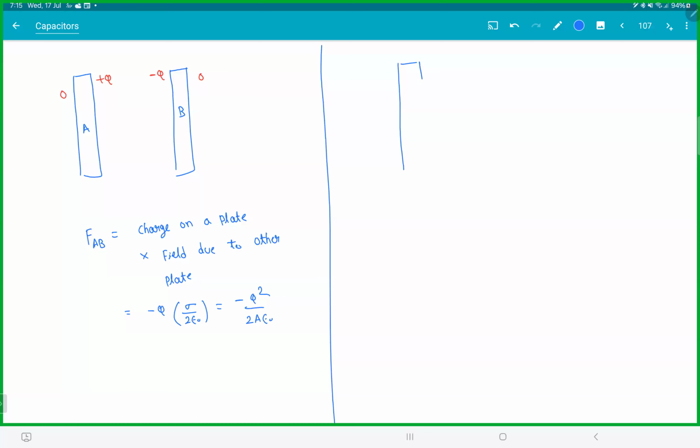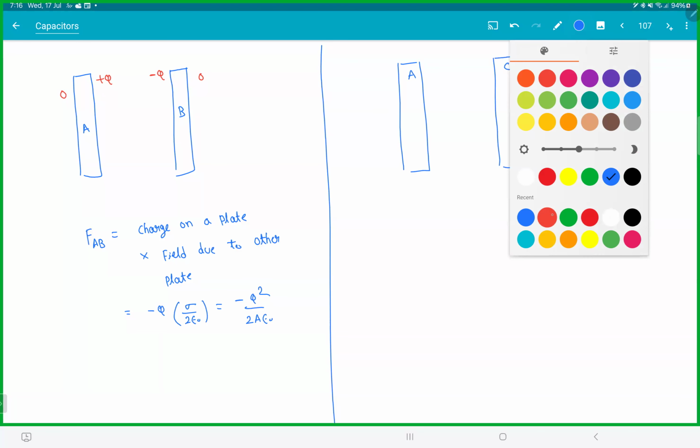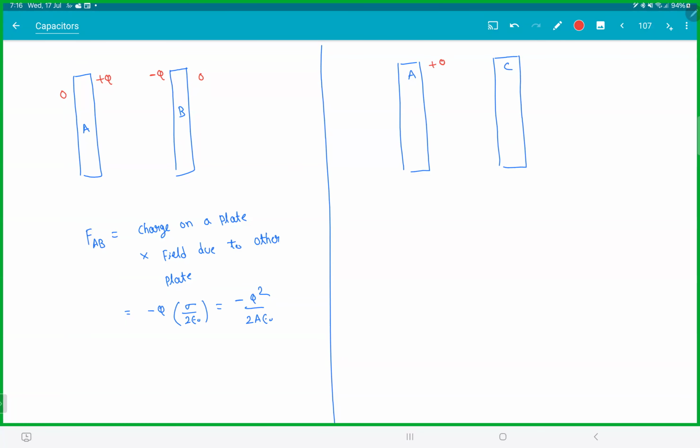Second case, when you took A and C, so this charge would be Q by 2, Q by 2, and this charge would be minus Q induced, and this is plus Q induced. They should be neutral. And what is Q induced? Q into Q by 2 into 1 minus 1 by K, which is Q by 2 into 1 minus 1 by 3. That is actually Q by 3. Making sense?